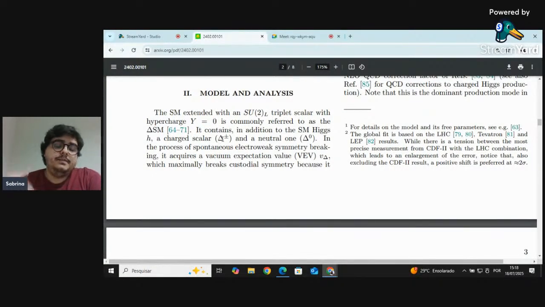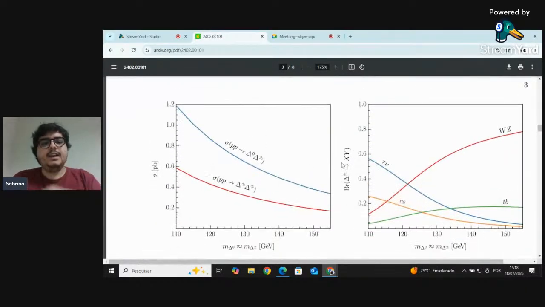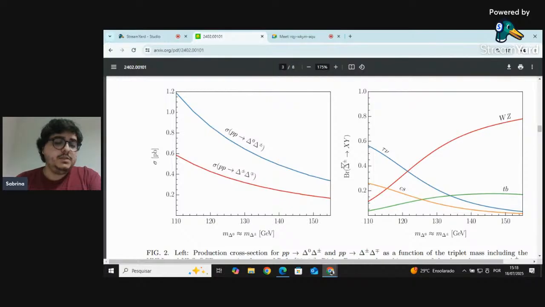This triplet in the scalar sector of this model includes the Higgs, the charged scalars, the neutral one, only those fields. The neutral one gets this VEV, as I said before, and they analyze these processes that generate those scalars. You have two processes here, pp going to delta 0 and delta charged, and pp going to delta charged. But as you can see, the cross-section is greater for the process above, so it's the leading process in this scenario.